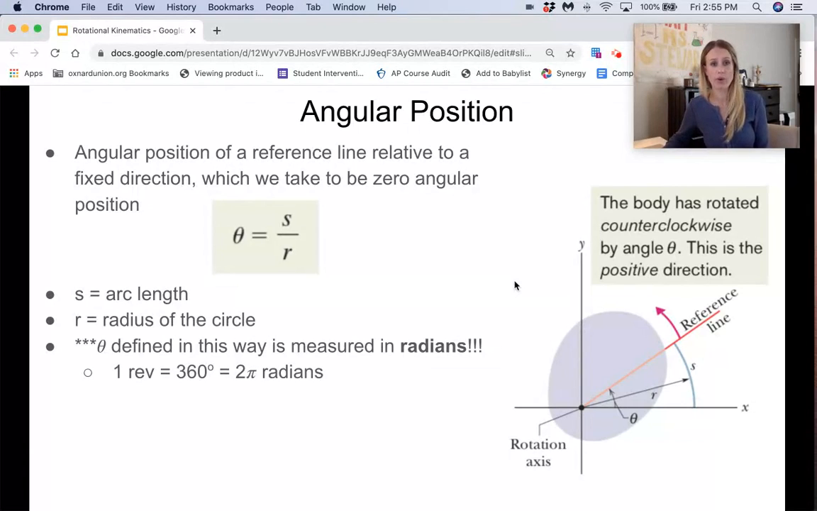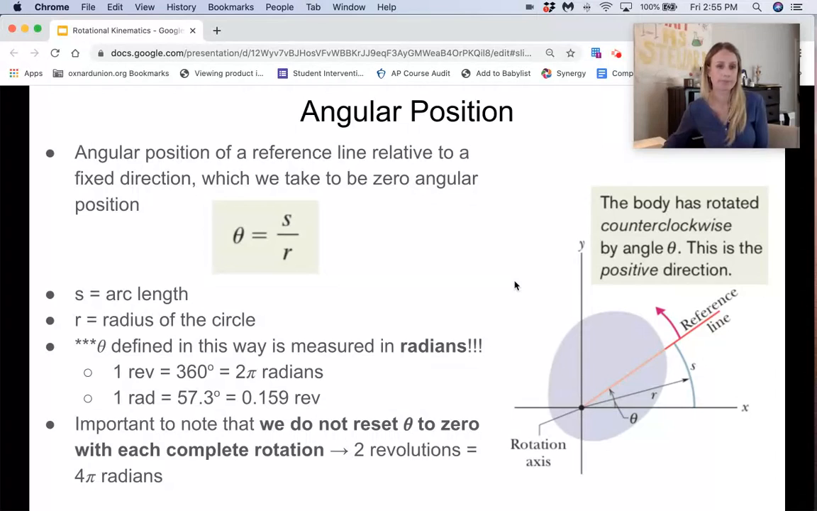Of course, we know that 1 revolution around a circle is 360 degrees and 2 pi radians. So you can use those conversion factors in order to convert back and forth between degrees, radians and revolutions too. And here's another conversion factor. 1 radian is 57.3 degrees or 0.159 revolutions. So those are just some notable conversion factors that you might want to write down in your notes.